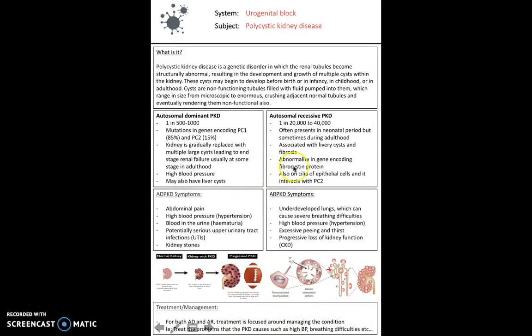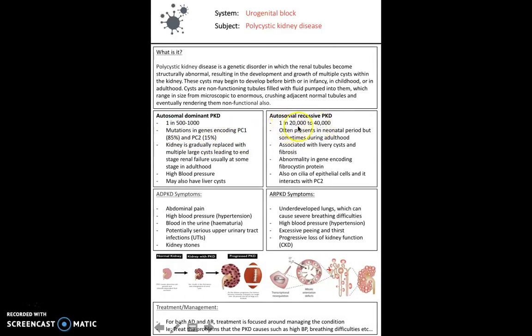This can be subdivided into two types, autosomal dominant and autosomal recessive, in the way that they're inherited. So autosomal dominant polycystic kidney disease is more common, occurs in 1 in 500 to 1,000 people, and is due to a mutation in the genes encoding for PC1 and PC2. The autosomal recessive form is much rarer.